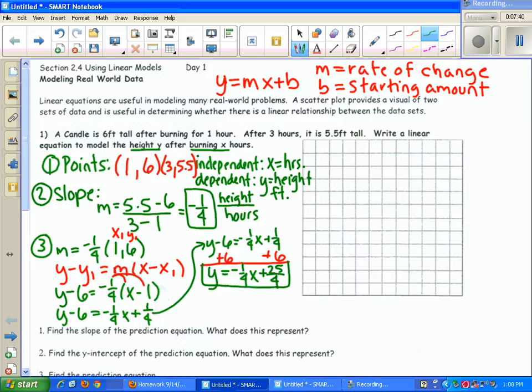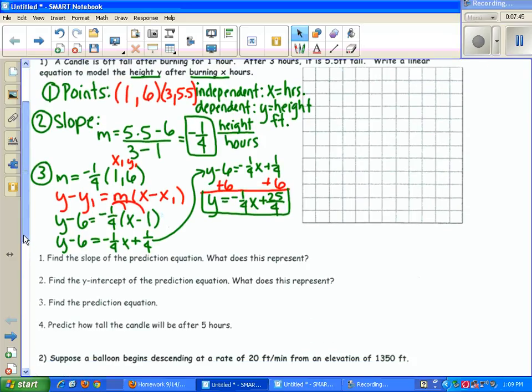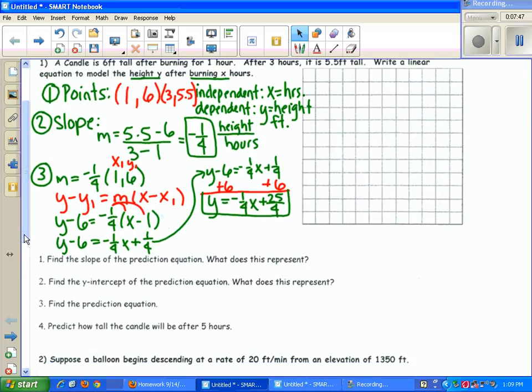So let's go ahead and take a look at some of the questions. So those are the steps, again, that I would always go through even before I answer the questions if I'm given 2 points. So number 1 says find the slope of the prediction equation. What does this represent? So why do we call this a prediction equation, which is also sometimes called a trend line, is because it helps us predict things for the future. So we can plug in for x the number of hours that we want, and we can use that to help us predict what the height would be after that many hours have gone by.